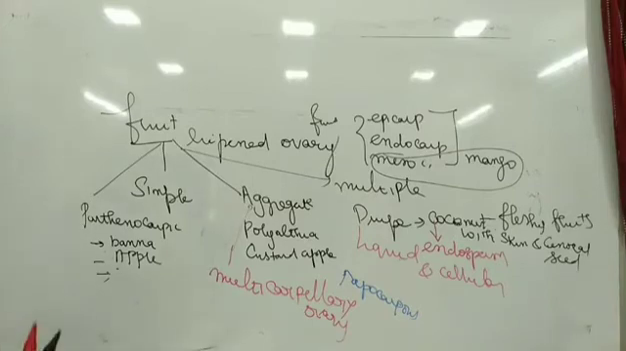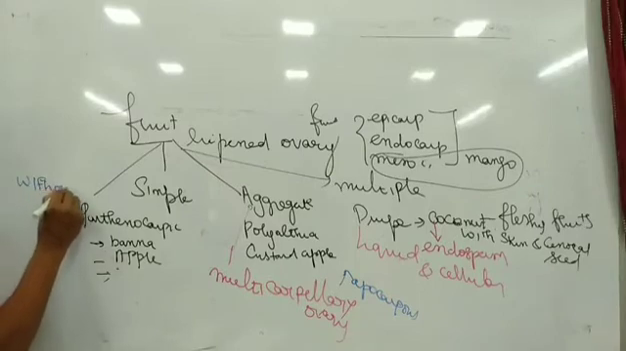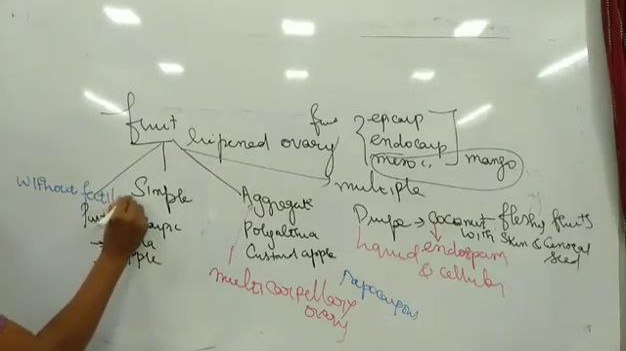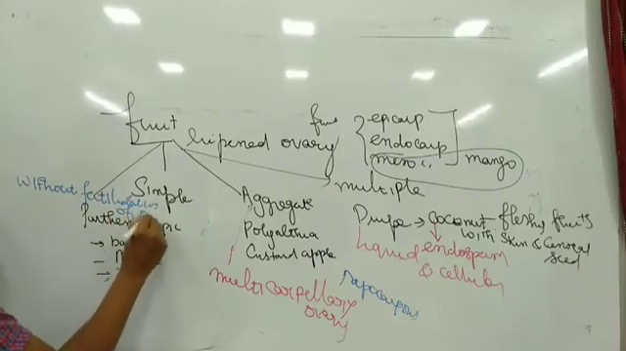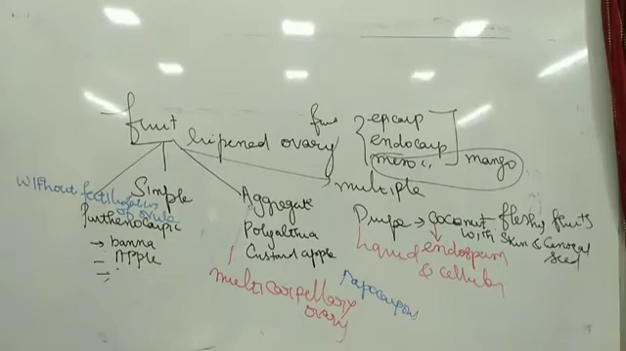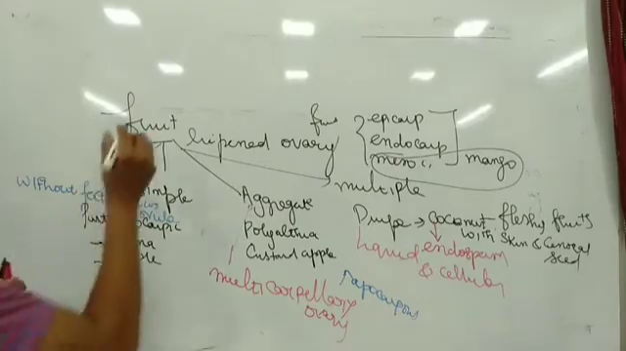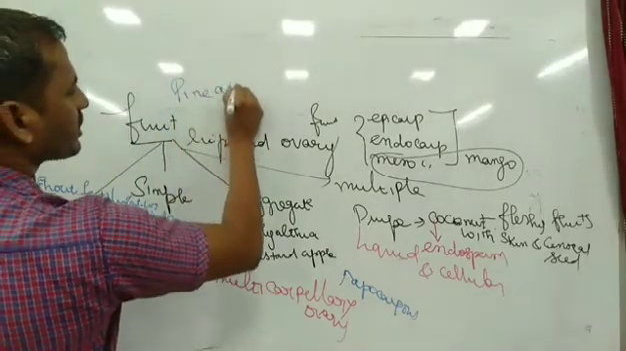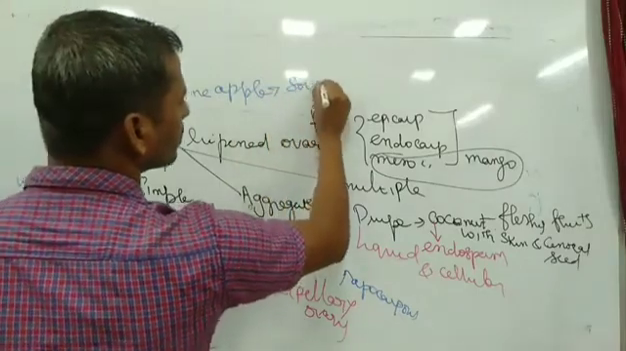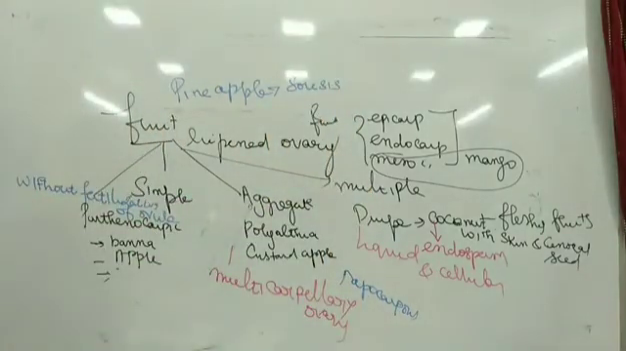Parthenocarpic fruits are formed without fertilization of the ovule. The main example is banana. Then pineapple and jackfruit, which belong to the composite or sorosis type of fruit, the psoriasis fruit as spoken.